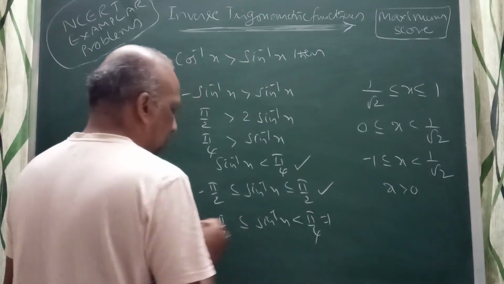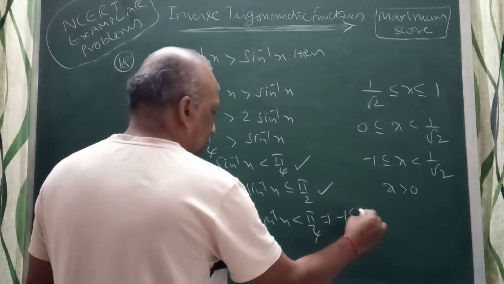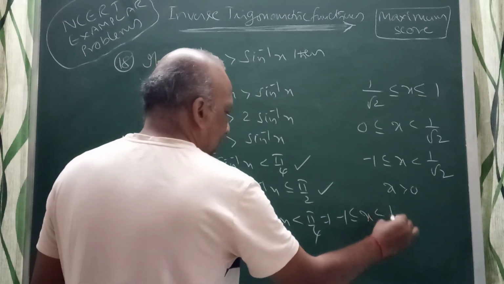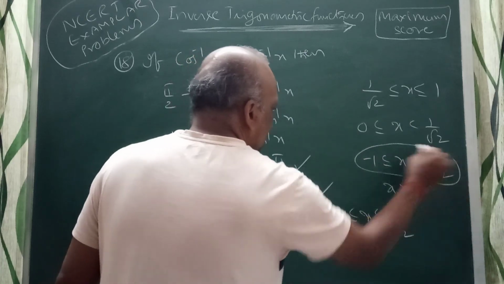Then I can write this one. Taking sin, minus 1 less than or equal to x less than 1 by root 2. Your answer is, the third option is your answer, right?